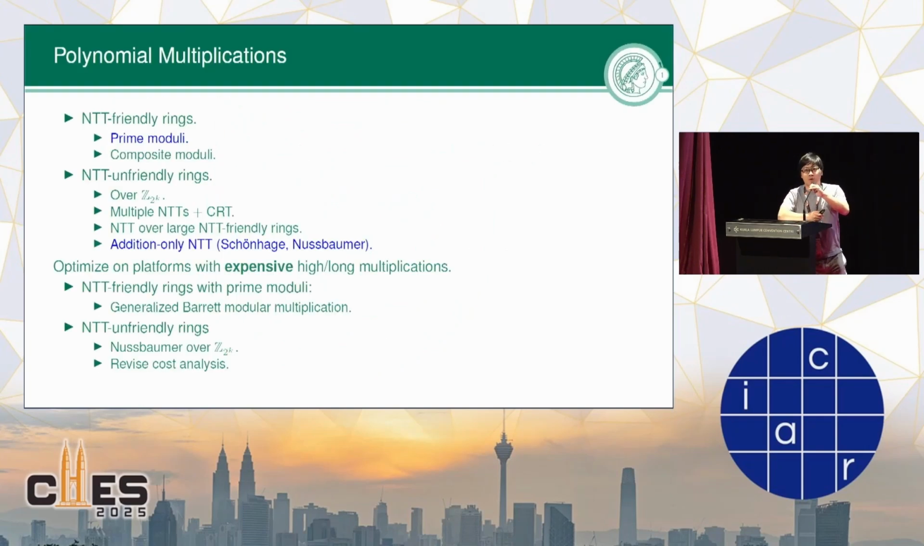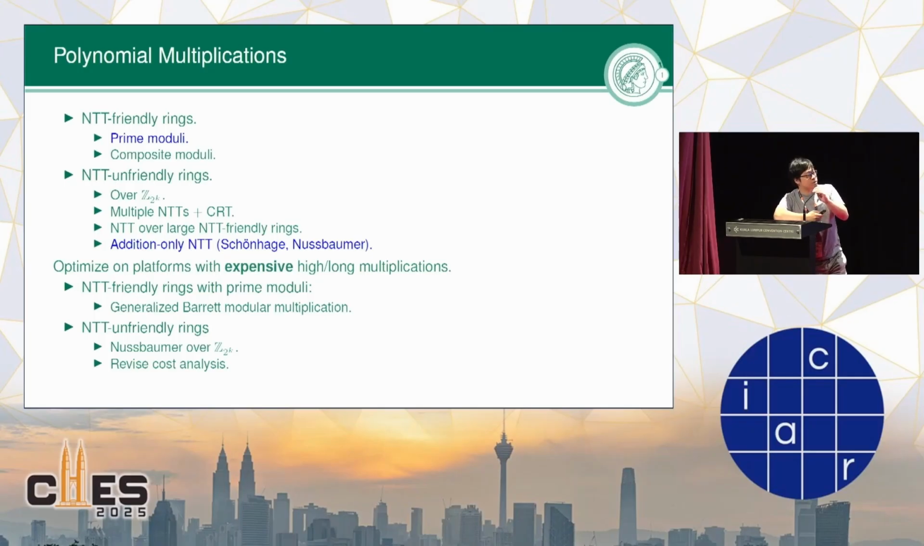For polynomial multiplications, there are typically two cases we want to focus on in practice. The first case is the entity-friendly ring case, which in this paper we're going to focus on the prime modulo case. The second case is the entity-unfriendly ring case, for example, where we want to multiply polynomials over a ring modulo a power of 2.